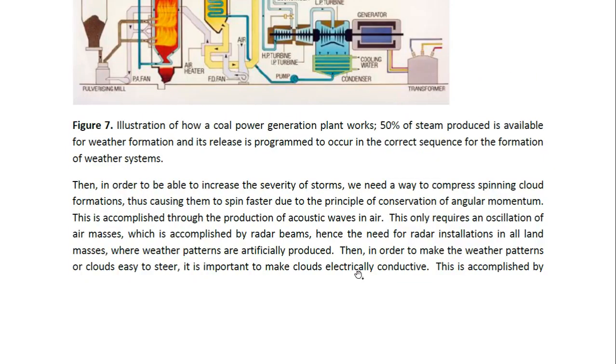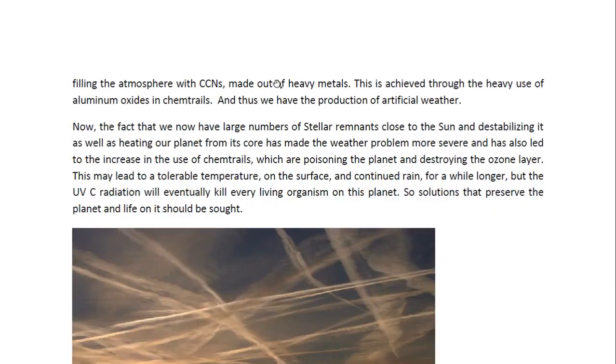Now, in order to make them easier to steer, you basically need to make them electrically conductive, and this is done by the introduction of heavy metals into the atmosphere, which are then used as CCNs. So these are at the core of water droplets in clouds, and this is of course done through the heavy use of aluminum oxides and other metallic oxides in chemtrails.